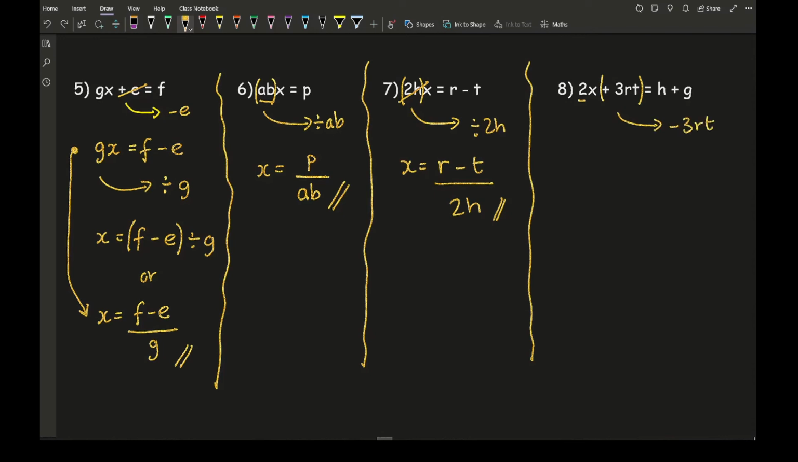So then what I have left on the left hand side is 2x equals h plus g minus 3rt. Now you might be thinking, do you know what, this is looking ridiculously messy, I don't like it, it's looking more complicated than what it actually is. And the reason for that is because when you're dealing with numbers, you can actually work it out to make it easier for you to see.